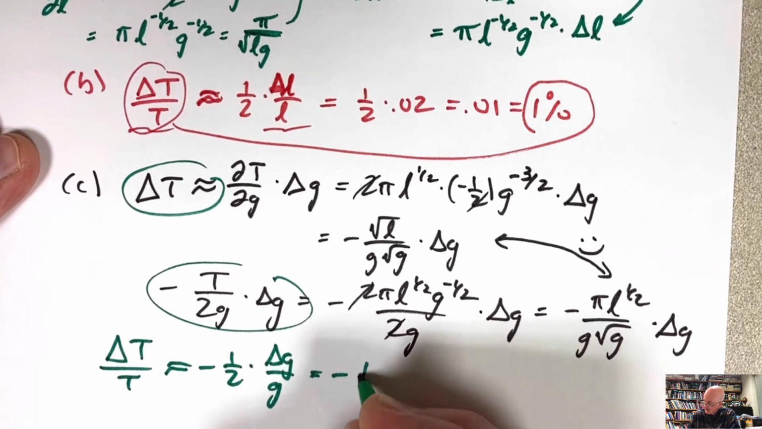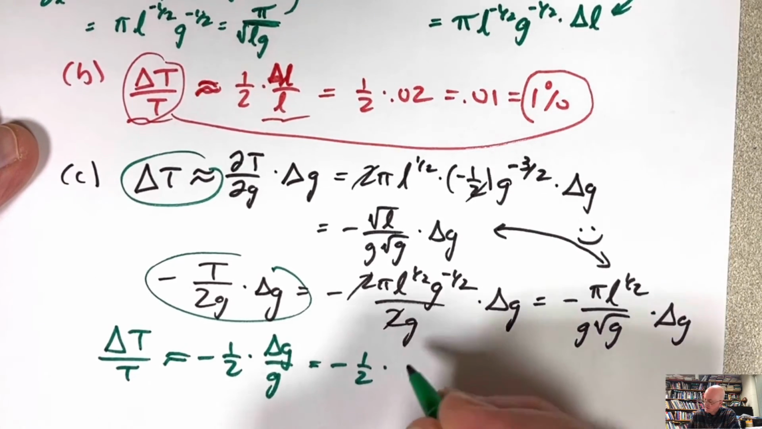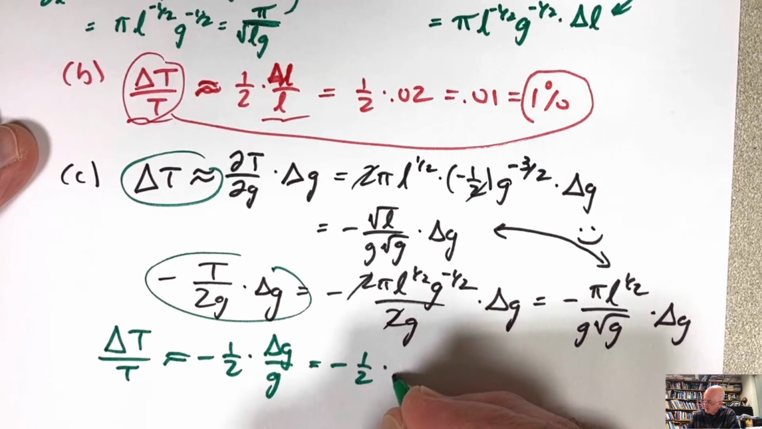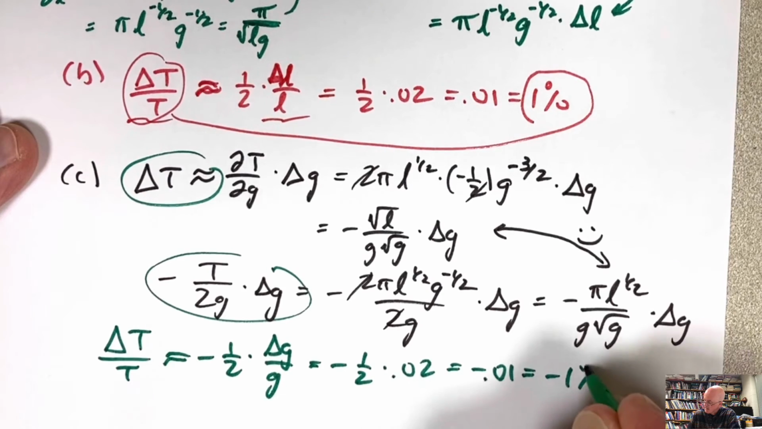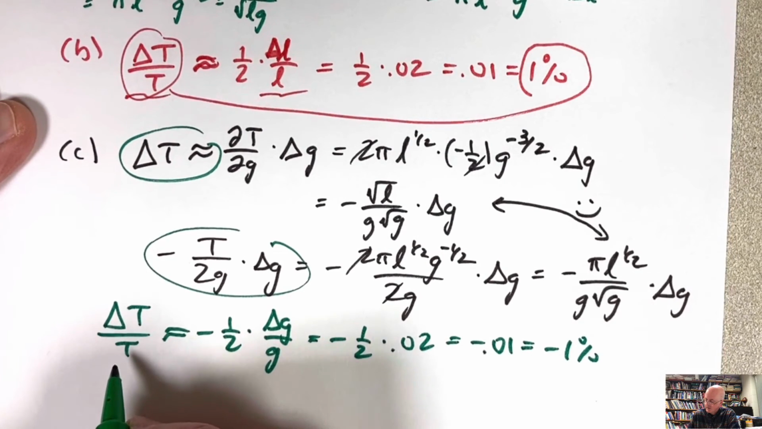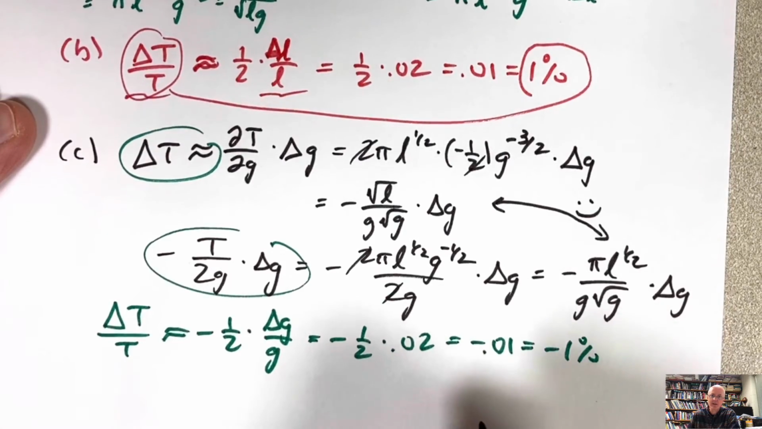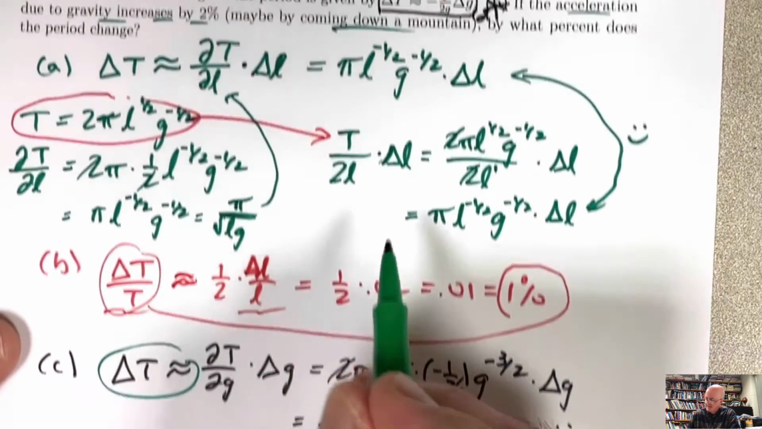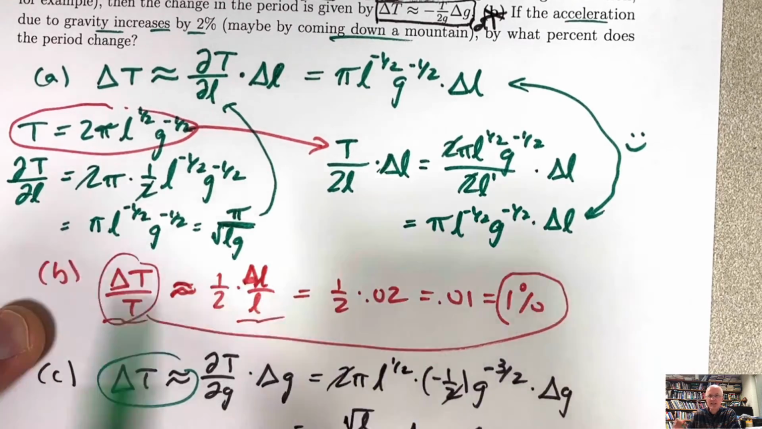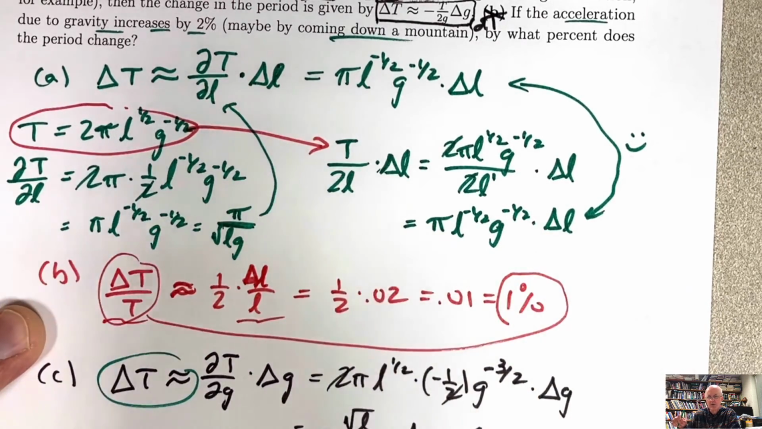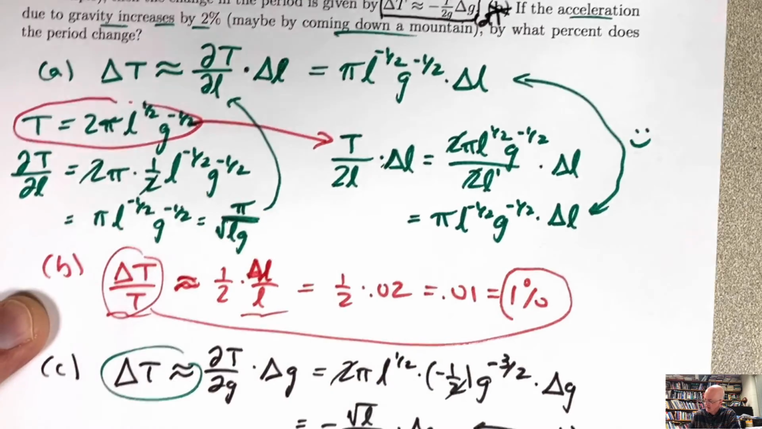So negative 1/2 times, now G is increasing by 2% by going down the mountain. This becomes negative 0.01 or negative 1%. In other words, the relative rate of change of the period is negative 1%. It goes down. When the period goes up, as it did in part B, because the pendulum got longer, that means a slower motion. It's going back and forth a little slower when the pendulum is longer.